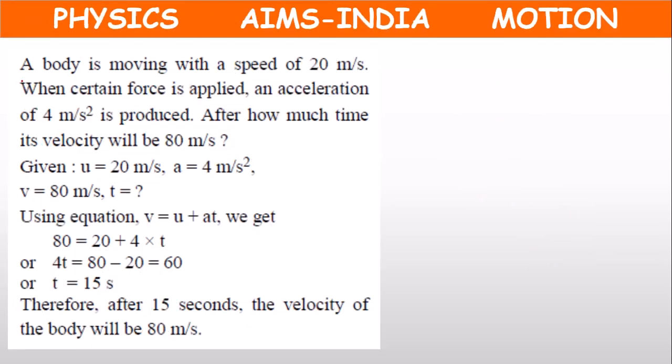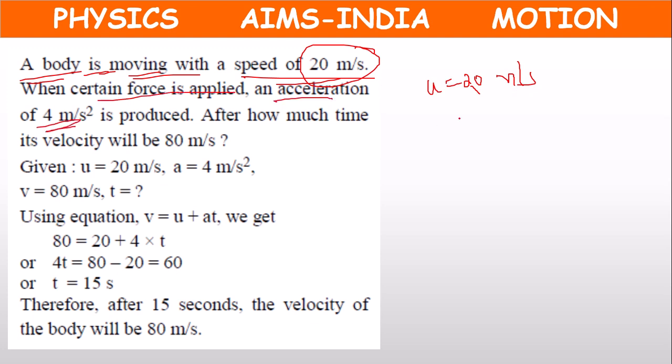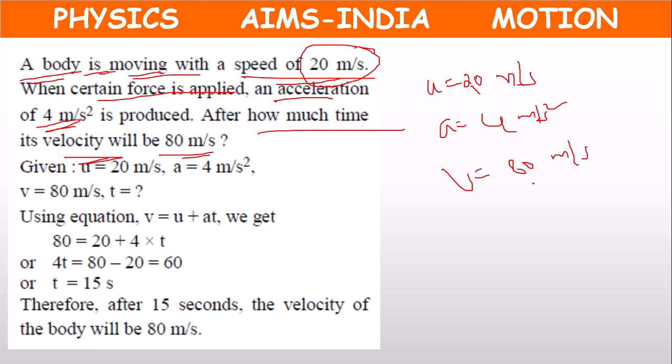So next example. A body is moving with a speed of 20 meter per second. With a speed means let it be initial speed, moving with a speed of 20 meter per second. When a certain force is applied, an acceleration of 4 meter per second square is produced. Acceleration 4 meter per second square. After how much time will its velocity be 80 meter per second? Its final velocity is 80 meter per second, but after how much time? Time we have to find out.